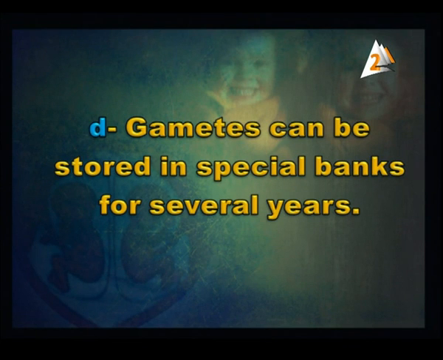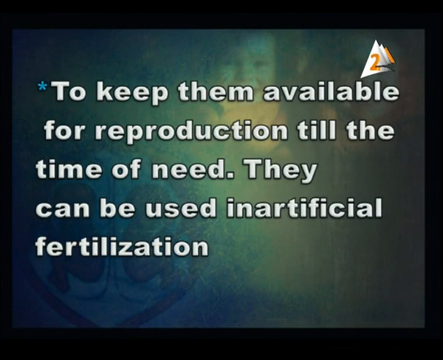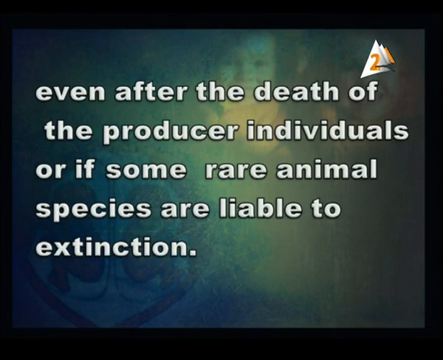Next, gametes can be stored in special banks for several years. Again, gametes can be stored in special banks for several years. Yes, to keep them available for reproduction till the time of need. They can be used in artificial fertilization, even after the death of the producer individuals, or if some rare animal species are liable to extinction.